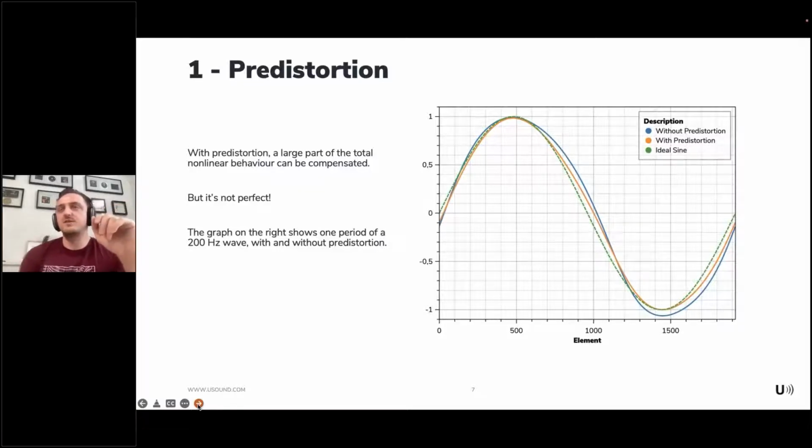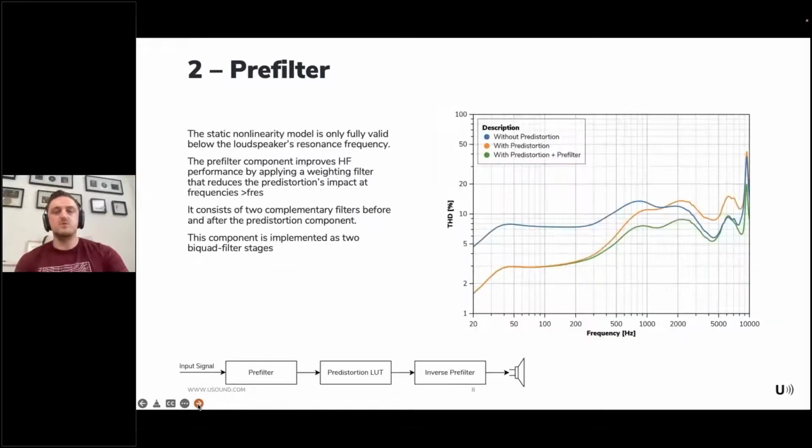And this has to do with two things that we will be compensating for with the next two blocks. The first thing we need to take into account is that at high frequencies, the static model is not fully valid. So at frequencies above the loudspeaker's resonance frequency, the static nonlinearity is not completely valid anymore. So first we need to add a prefilter to the predistortion, basically a weighting filter that reduces the influence of the predistortion at frequencies above the resonance frequency. So we apply the prefilter before the predistortion and then apply the inverse prefilter after the predistortion, so that the spectral content of the signal coming out of the speaker is unchanged, and the predistortion block still reduces the distortion below the resonance frequency.